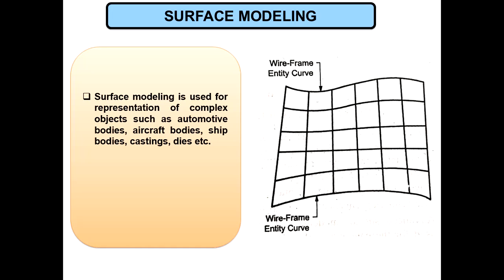This surface modeling is used for complex objects like automotive bodies, aircraft bodies, ship bodies, castings, and dies. For representation of these complex bodies and complex shapes, we use this surface modeling technique. Then it can be generated by using the wireframe entities. You can see the wireframe entities like curves and lines can be used for generating the surface model. In the figure, the wireframe entity curve is shown here. From this curve, we have the mesh, and from this we generate the surface model.